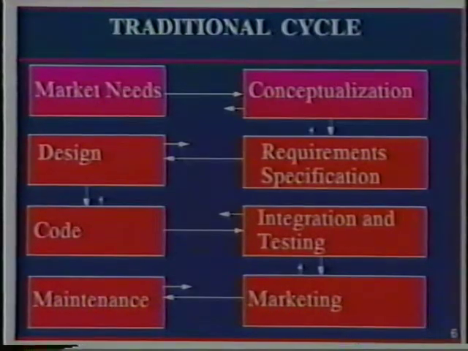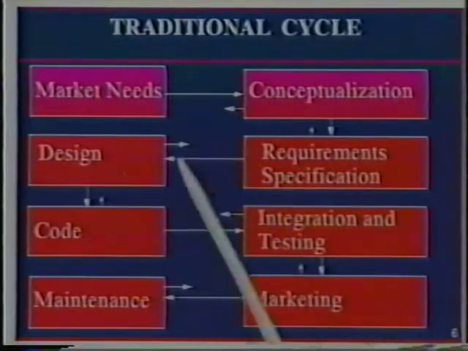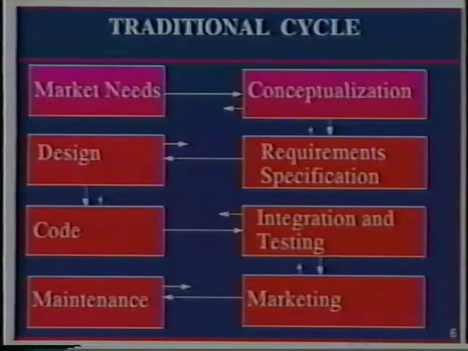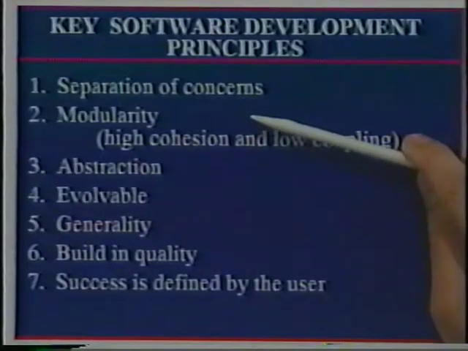People tend to use the name waterfall model to depict a model such as this, but I'm just using the name traditional cycle because this not only shows you the iterative steps involved in the software product development, but also the collaborative steps. In traditional software development, to make sure that we develop good pieces of software, there are a number of principles that we need to adhere to, and here are certain key software development principles, and I will briefly describe each one of these principles.